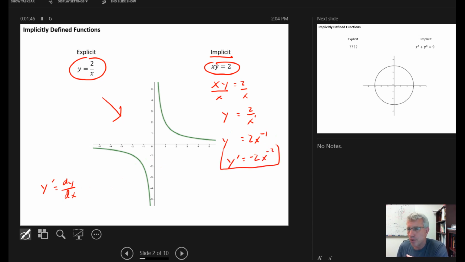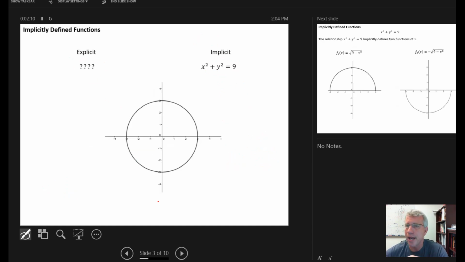So in general, if a function is implicitly defined and you want to find the derivative y prime, or dy/dx, you solve it so that y is explicitly defined. You solve it so that y has been isolated. The problem is that we can't always do that. So in the next example, I have a relation.